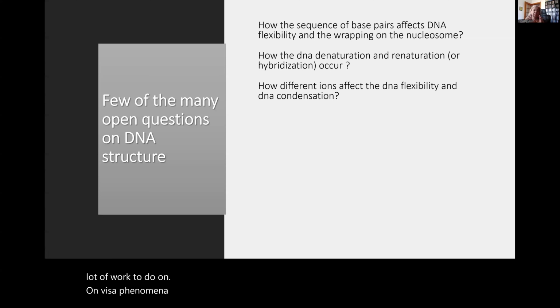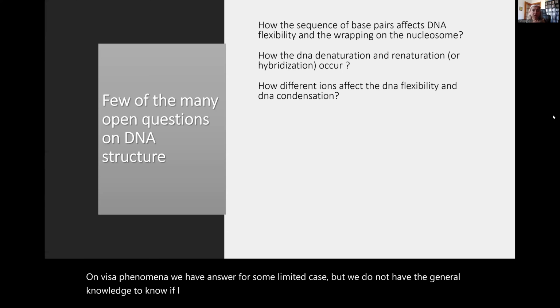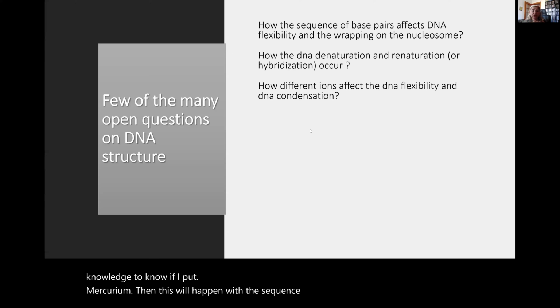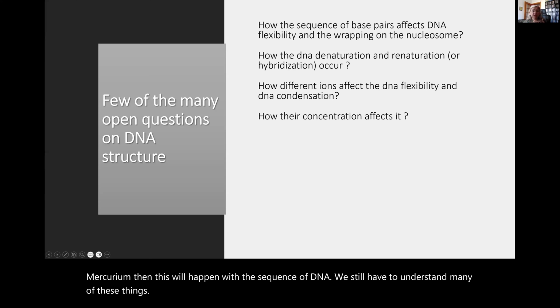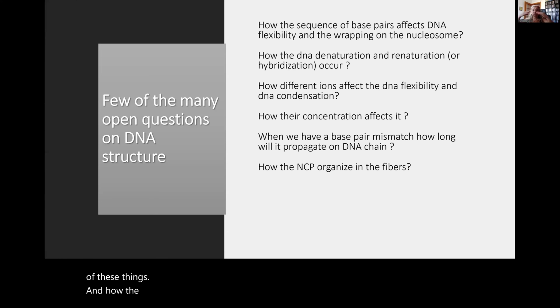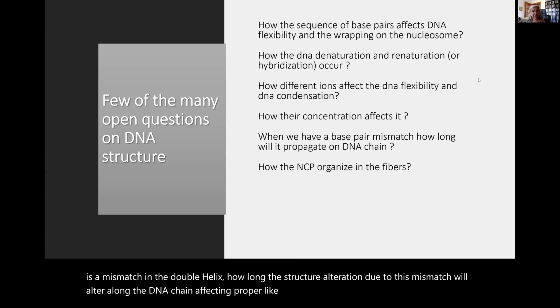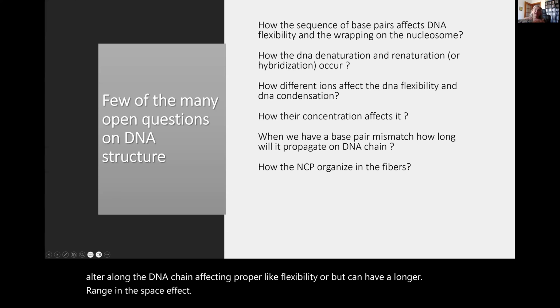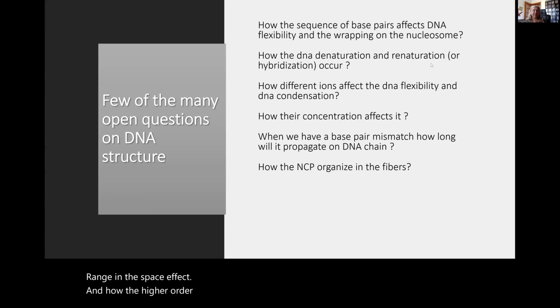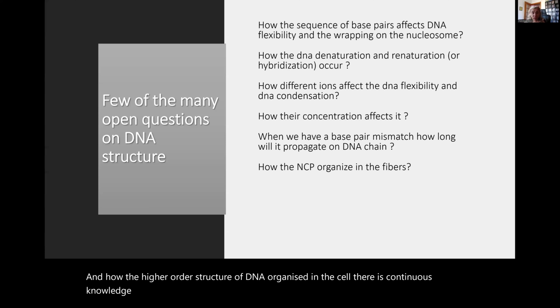We have answers for some limited cases, but we do not have the general knowledge to know, oh, if I put mercury, then this will happen with this sequence of DNA. We still have to understand many of these things. How the concentration affects it, or when we have two DNA bases with a mismatch in the double helix, how far the structural alteration due to this mismatch will extend along the DNA chain, affecting properties like flexibility, or that can have a long range effect in space, and how the higher ordered structure of DNA organizes in the cell. There is continuous knowledge growing on these phenomena, but still there is a lot to do in this field.